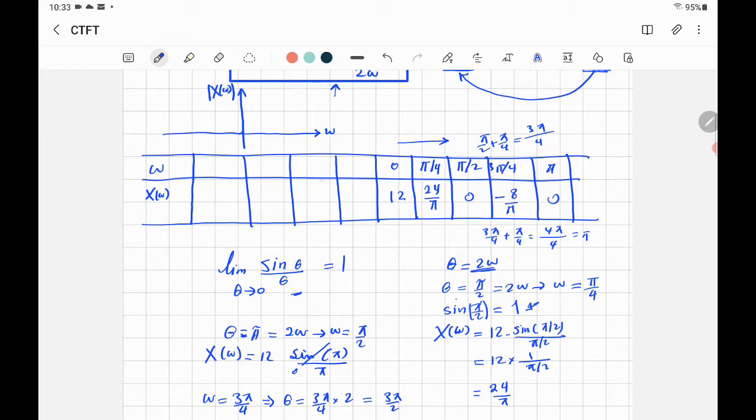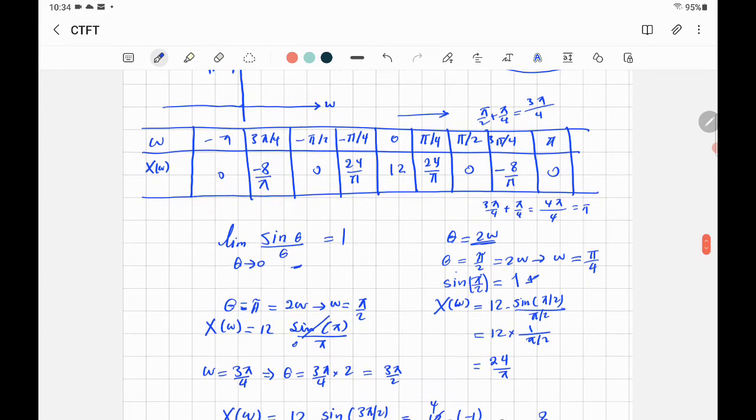What about the negative part? It's really fantastic to know this fact. The negative values for omega will give you the same value of X of omega. Why? Because X of omega is an even function. Like that's pi over 4. If you have negative pi over 4, you'll have the value here 24 over pi. Pi over 2, make it negative pi over 2, you have 0. 3 pi over 4, you have -8 over pi. Negative pi will be equal to 0. So let's sketch this one.